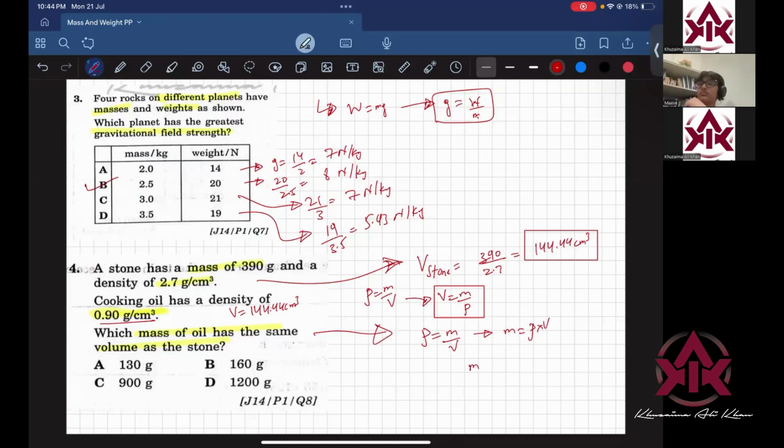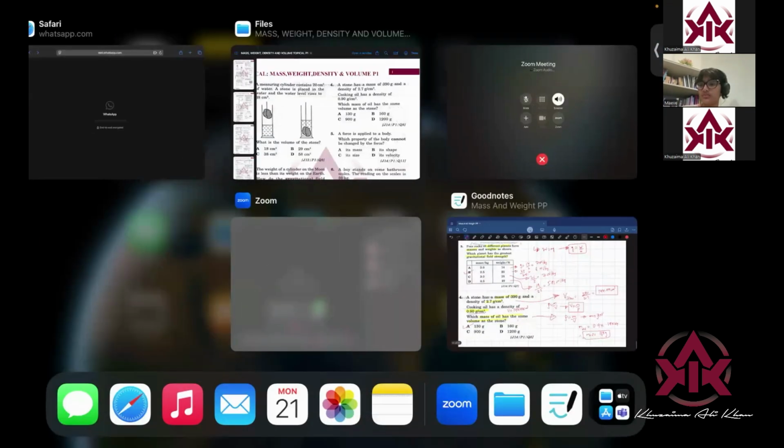So let's put in the values and let's get the mass of the oil. Density is 0.9 and the volume is 144.44. So therefore the mass of oil is coming out to be 130 grams, right? That is option number A. Make sense? Yeah. Okay, good. Let's go on towards the next question.